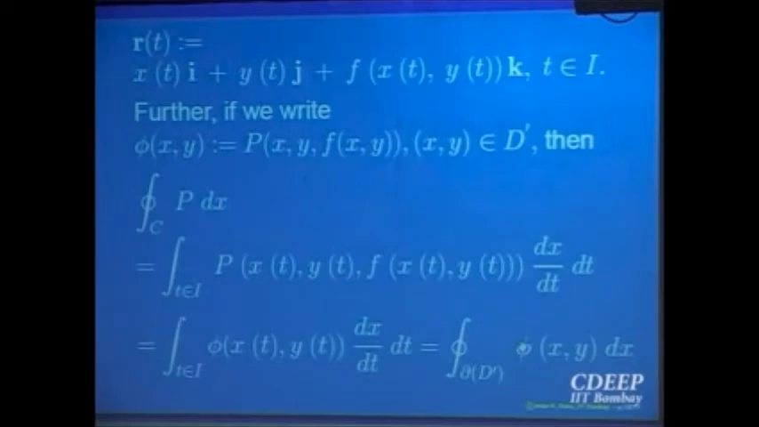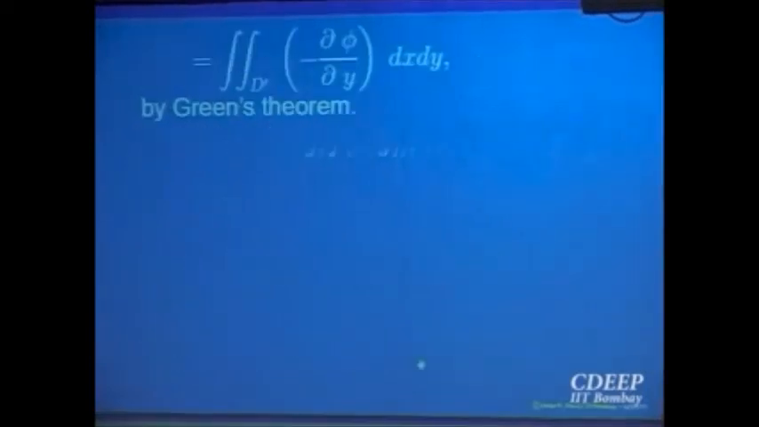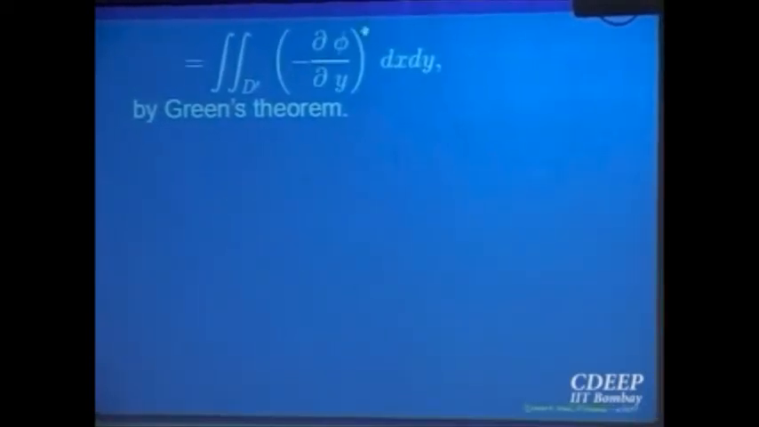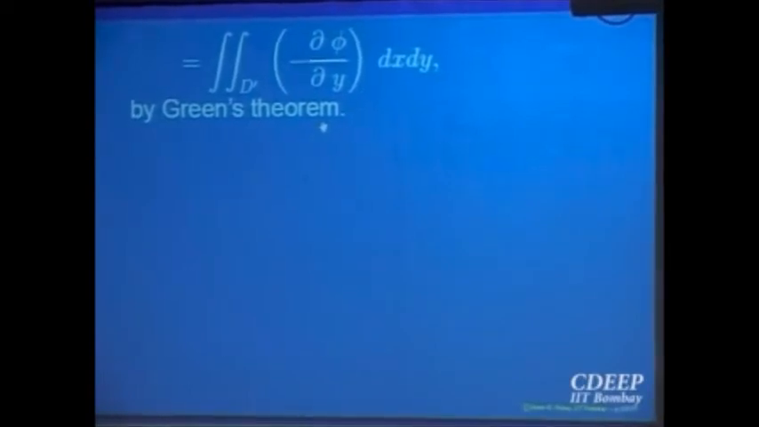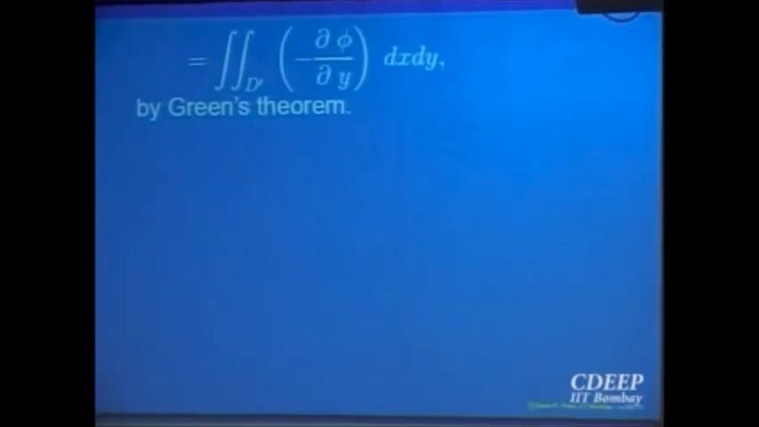Which one is the which component? So it is the second component that you are looking at. So minus the partial of phi with respect to y, an application of Green's theorem, because it is a line integral only on the base, in the plane curve only.